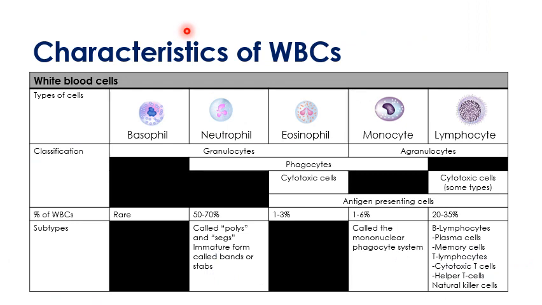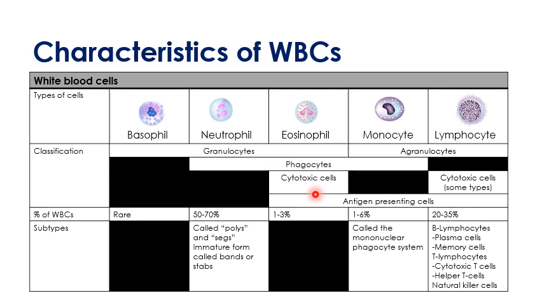So if we take a closer look at the characteristics of your different types of white blood cells, if you remember, your basophil, your neutrophil, and your eosinophil are granulocytes, whereas your monocytes and your lymphocytes are agranulocytes. Your neutrophils, eosinophils, and monocytes are phagocytes, which means they can phagocytose or ingest pathogens to destroy these pathogens.